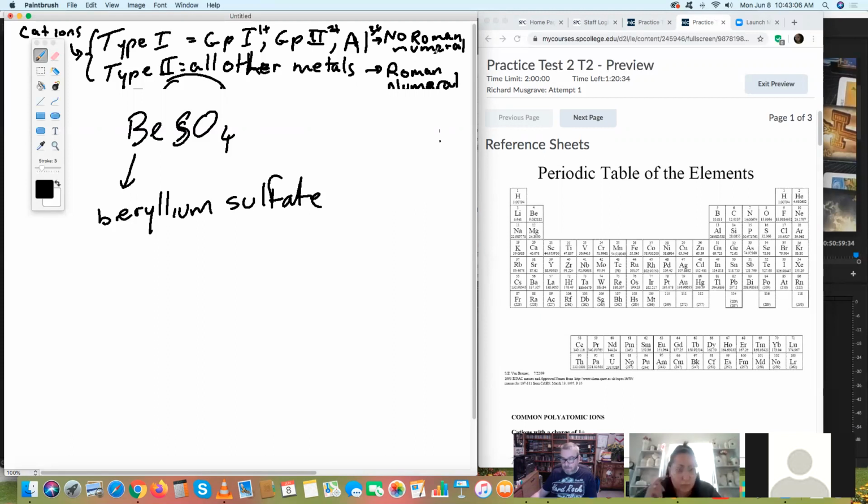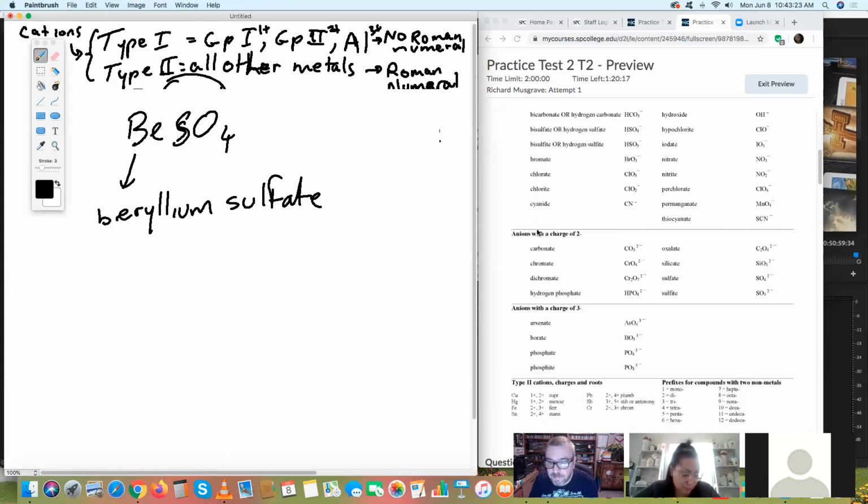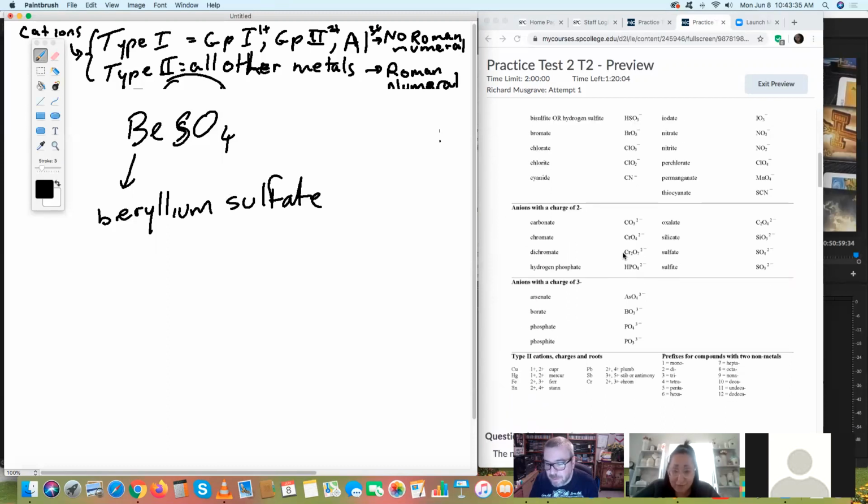Yeah, in this case, something easy to remember is beryllium is in type 1, right? Because it has a 2+ charge. And the other element will be polyatomic. So in this case, you only need to put the name, and that's it. You don't need to put the 2 here, the Roman numeral. So maybe this can help you. What do you think, Ashley?